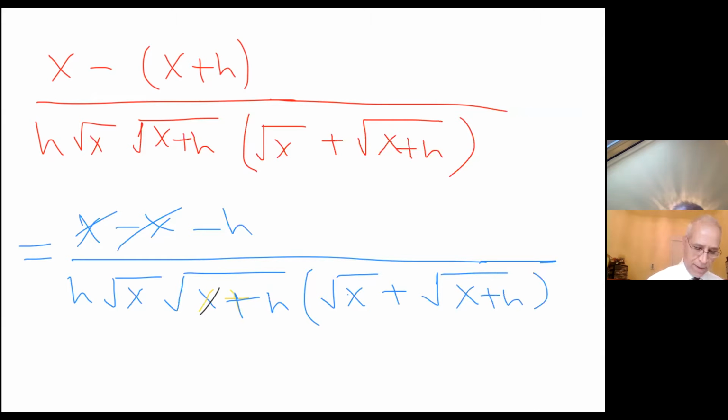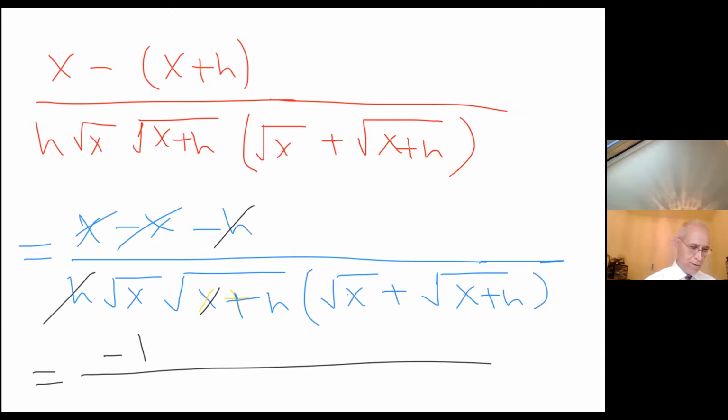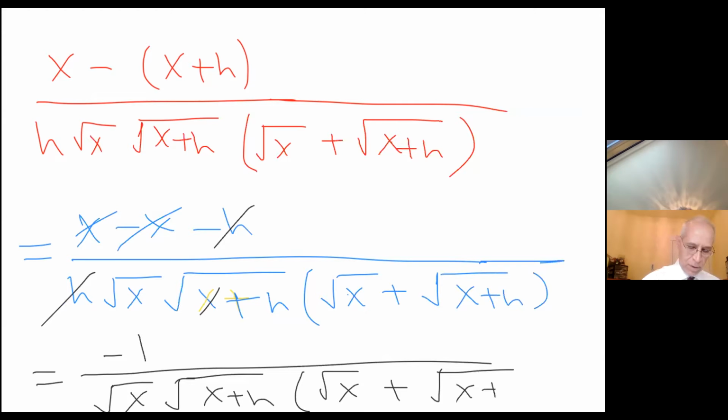And the final answer is going to be, because x is canceled, minus 1 over, and notice that I can now cancel this h with this h. So minus 1 over square root of x times square root of x plus h times root x plus square root of x plus h. And that's the simplest version of this expression. Okay, we still have time.